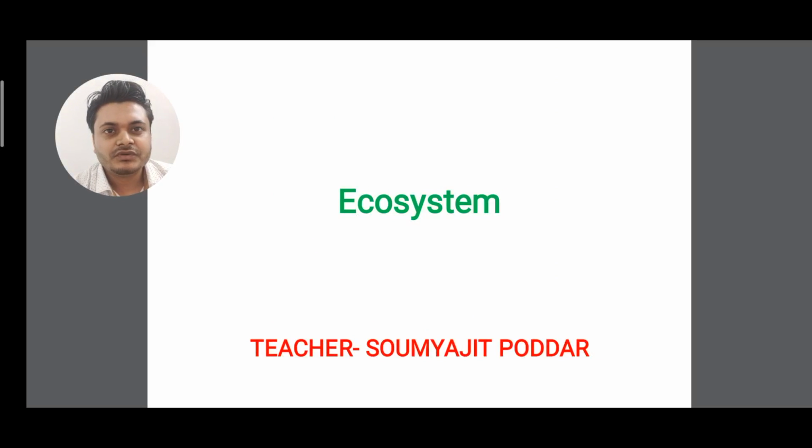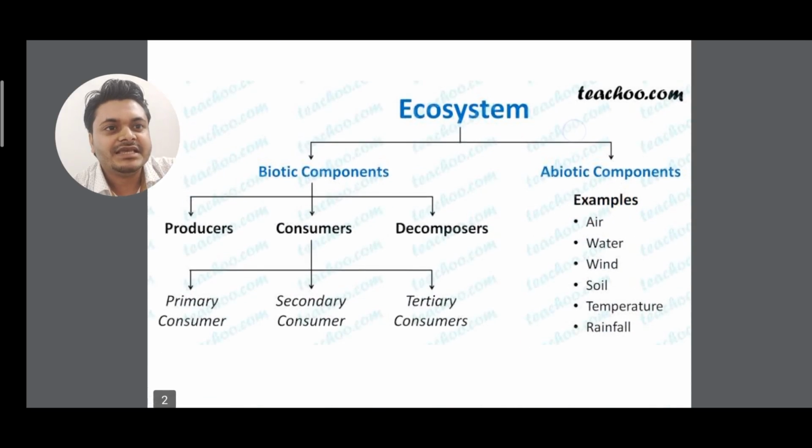Let's move to the next slide. First we have to know what an ecosystem is. Ecosystem is the interaction between living components and non-living components. Clear? The living components are biotic components and the non-living components are abiotic components. So you can see the ecosystem is divided into two types: one is biotic component, another is abiotic component.